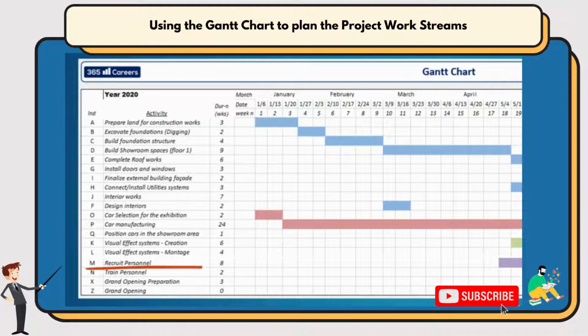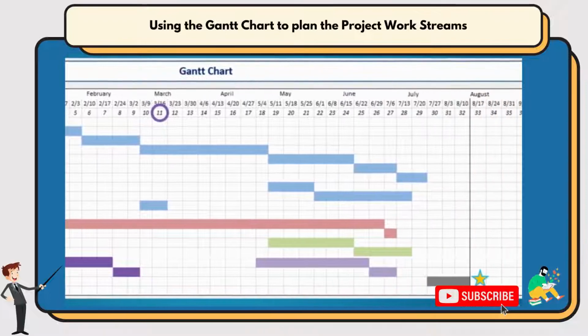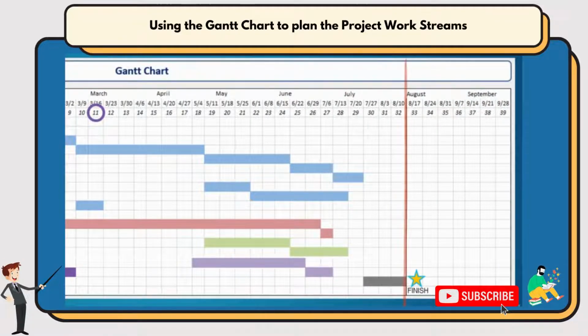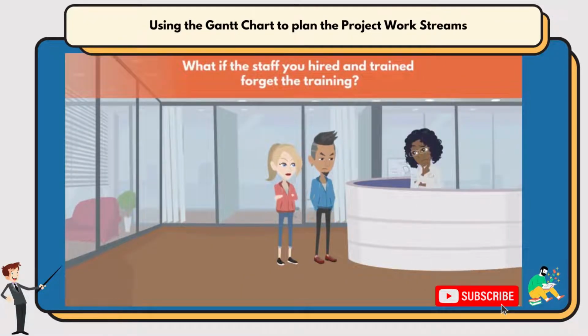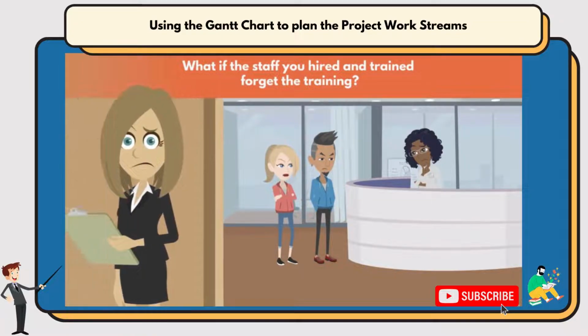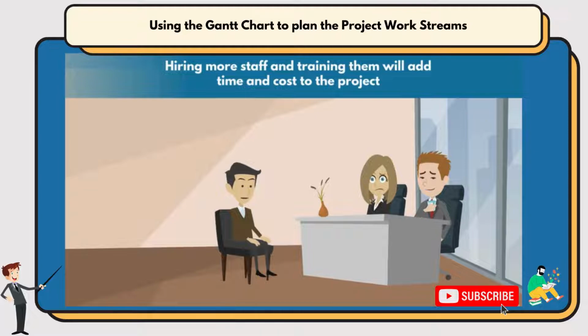M, recruit personnel, is a nice quick activity which you could start immediately, with N, the interview process, starting soon after. This means you could have the whole stream complete by week 11, but that leaves a long time before the showroom is set to open. What if the staff you hired and trained find other jobs, or they forget the training? Hiring more staff and training them will add time and cost to the project.